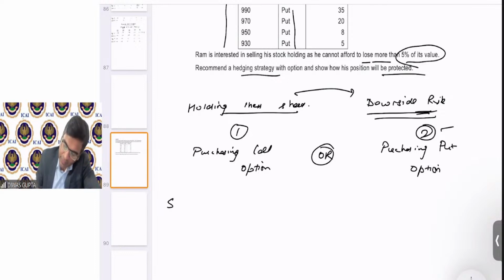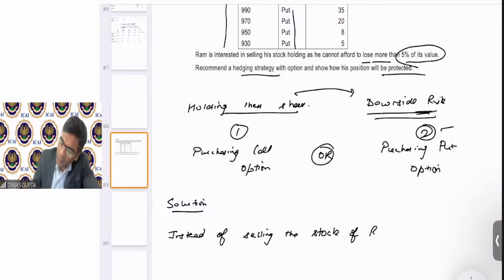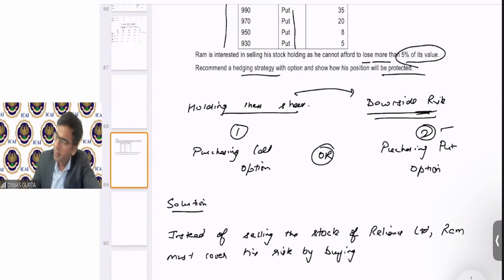So we can say that instead of selling the stock of Reliance Limited, Ram must cover his risk by buying a put option.